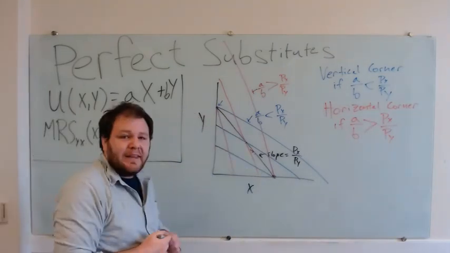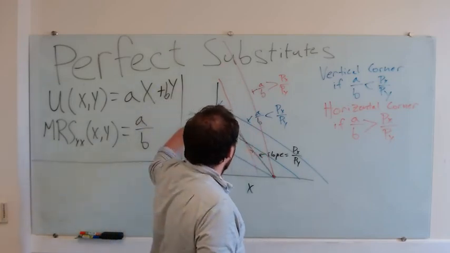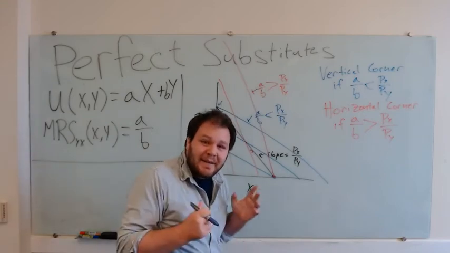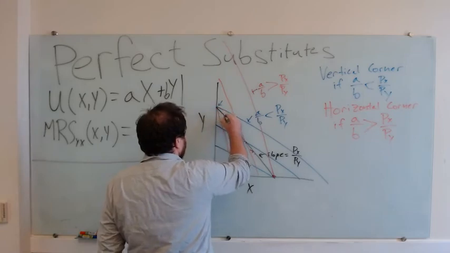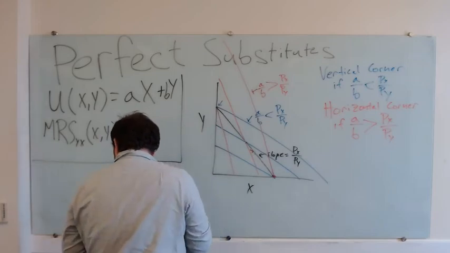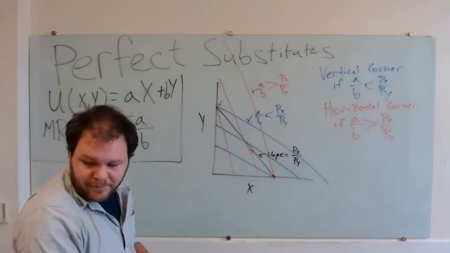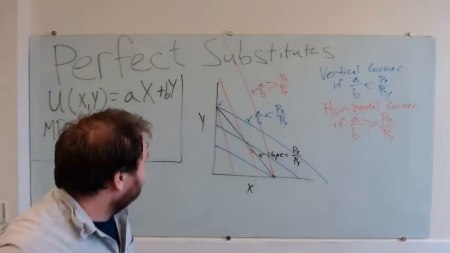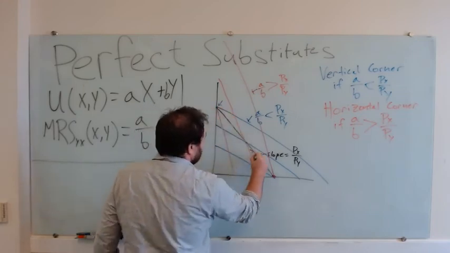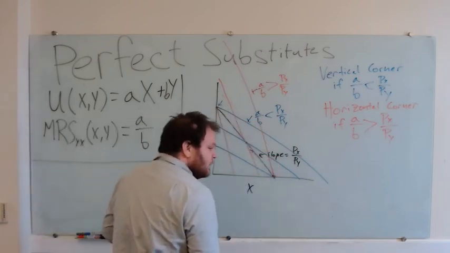And then the last possibility to consider: we know what happens if our MRS is steeper than our budget constraint. We know what happens if our MRS is less steep than our budget constraint. The last possibility is that our MRS is exactly as steep as our budget constraint. So we have an indifference curve that falls right along our budget constraint, with indifference curves that are above or below our budget constraint.